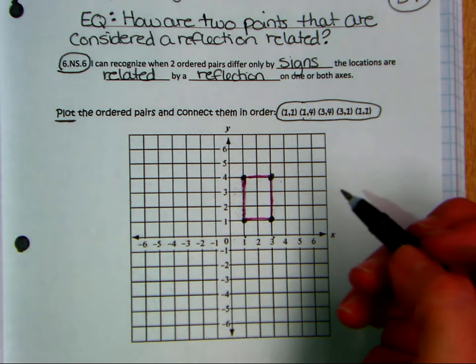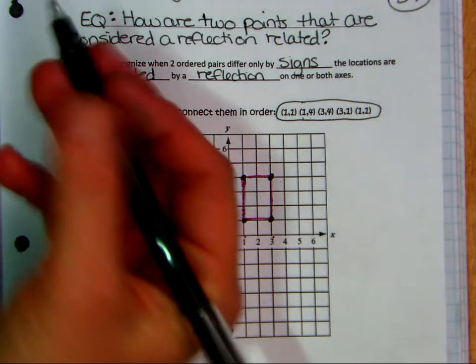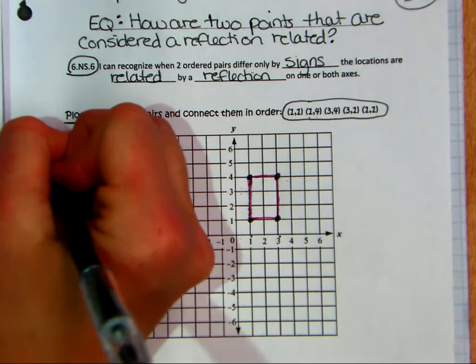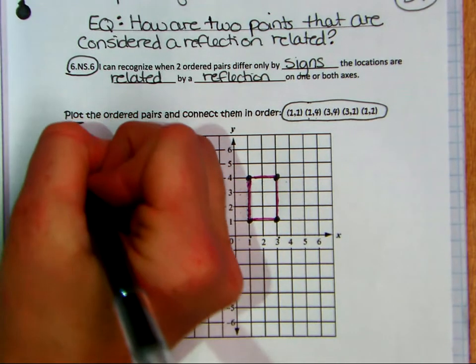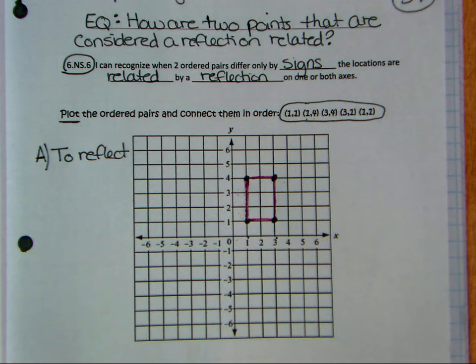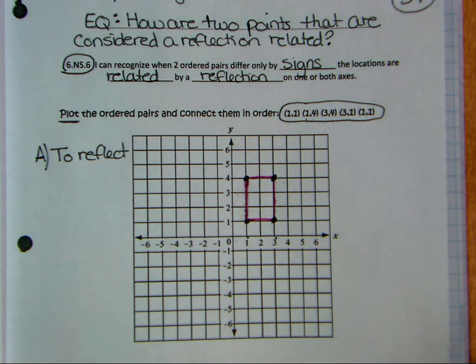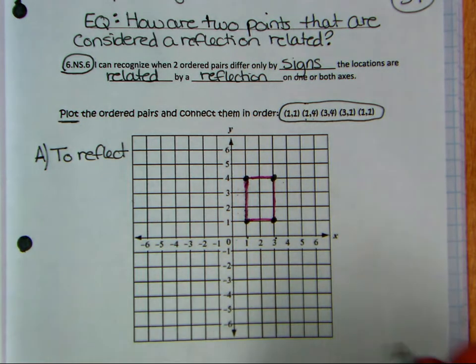Okay, so now what we're going to do next is write a few notes. The first note I want us to write down is A, to reflect. Now, think about what the word reflect means. A reflection is like when you look in the mirror and you look at yourself. You are the same image, but you're kind of off. So what's the right side actually becomes the left side. It's opposite. So that's the same thing when we're reflecting.